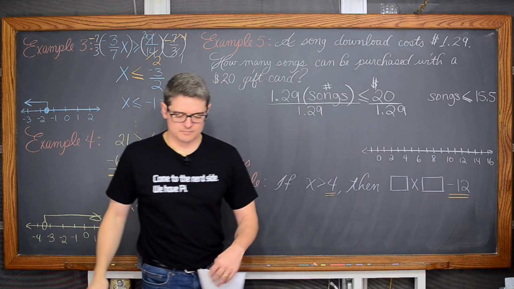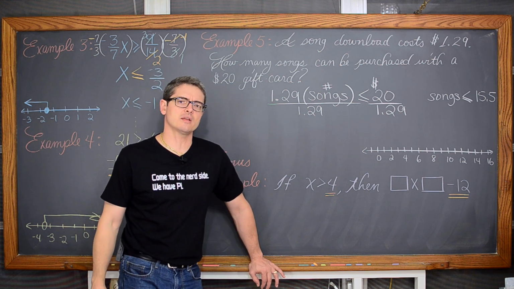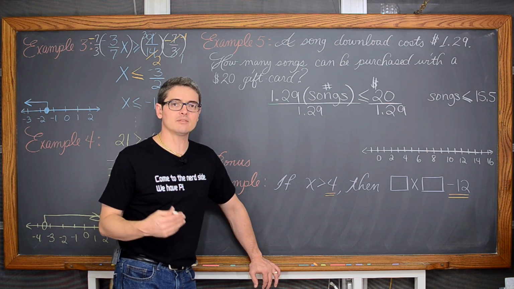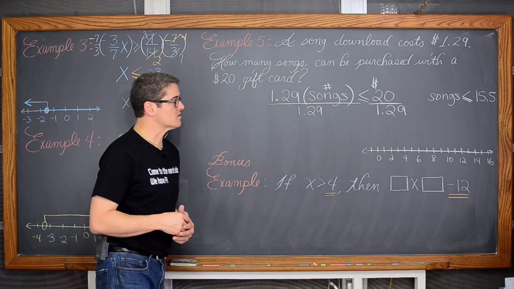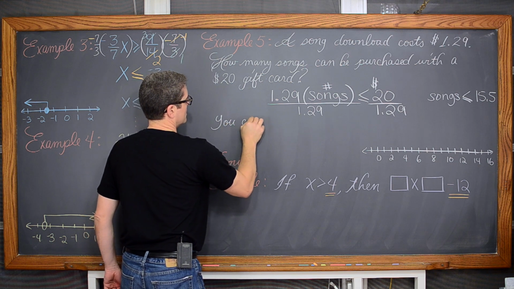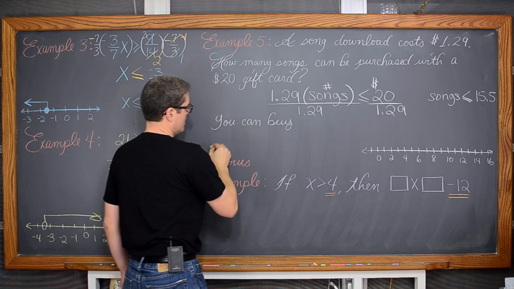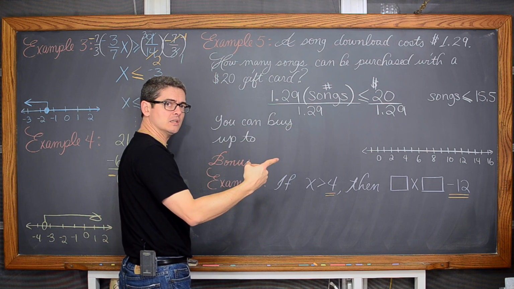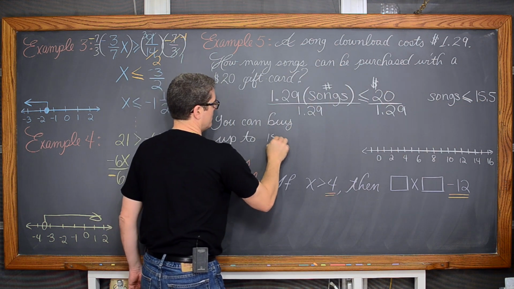Okay, well, what are you going to do? Say, I want just 38 seconds of that song, or a minute 27 seconds of that song when it's a 3-minute song? No, you have to buy an entire song. So you can't buy 15.5. In the context of this word problem, the final answer is you can buy up to 15. 16 is going to take you over the $20. So you can buy up to 15 songs.